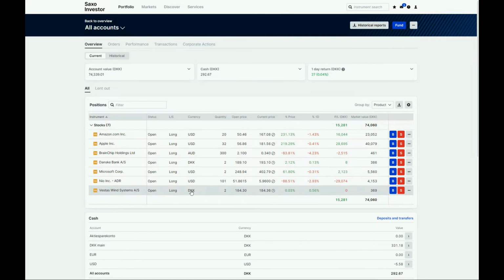It's long, which basically means we're earning money when Vestas is increasing in value, in share value. What's the currency? Danish kroner. How many have we bought? 2. What's the price that we bought these for? Well, the best price in the market was 184.3. And what's the current price? Well, it's 184.36. So we've actually already earned 0.02%, which is basically 0 krona because we also paid some money to buy the share. That hopefully makes sense to you.